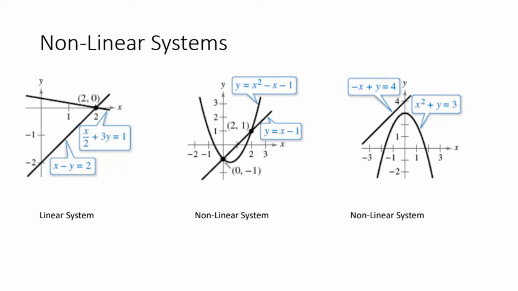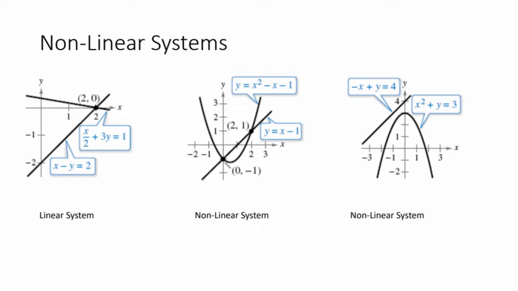So, nonlinear systems. Well, what are we talking about? Well, nonlinear systems, just like the name says, we're not going to be just dealing with a line. If you see on our example here, the first one is a linear system because both of them are lines. But on our second one, we have a parabola with a line. But we could also have maybe two parabolas, or maybe a circle and a line, or a circle and a parabola. So that's what a nonlinear system is, when not both of our graphs are going to be lines.